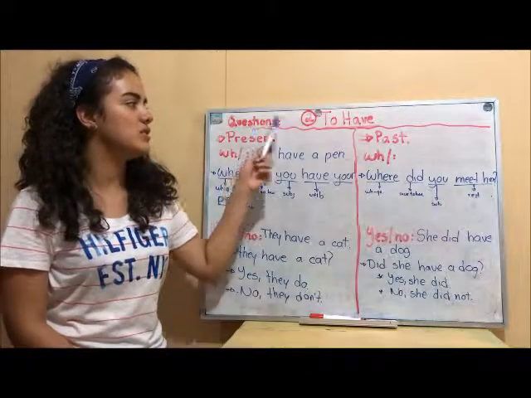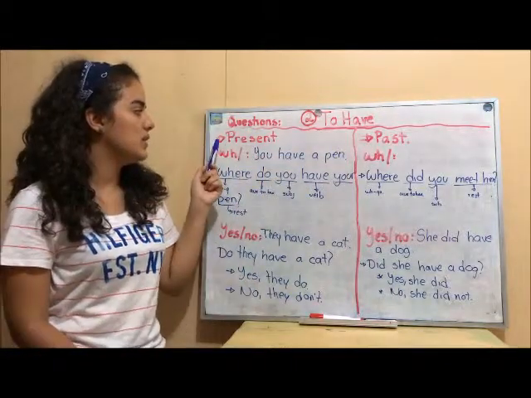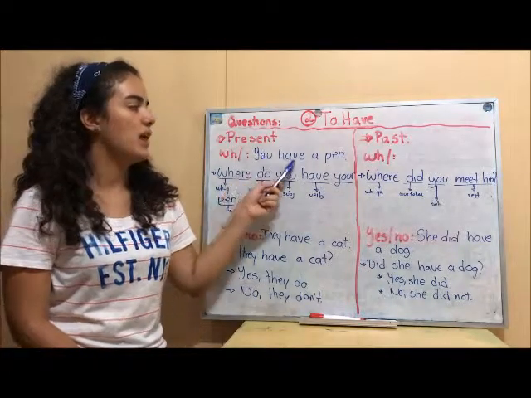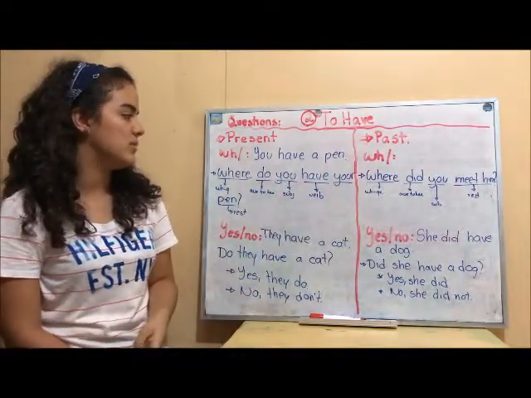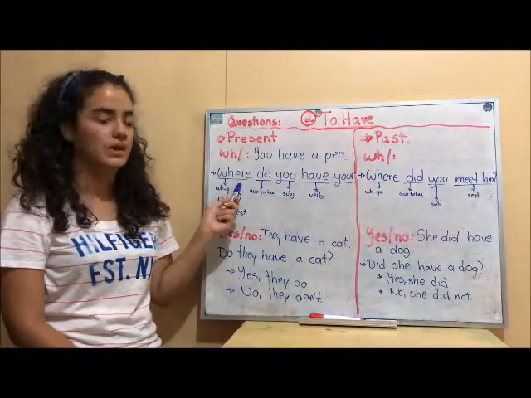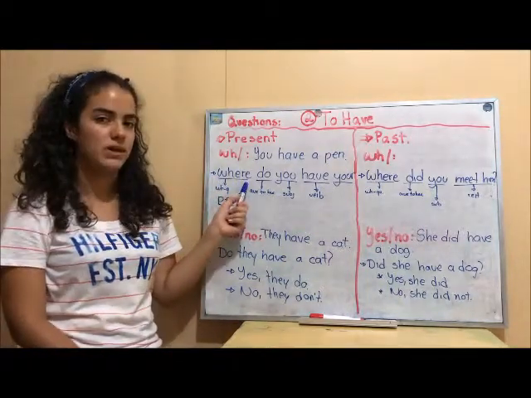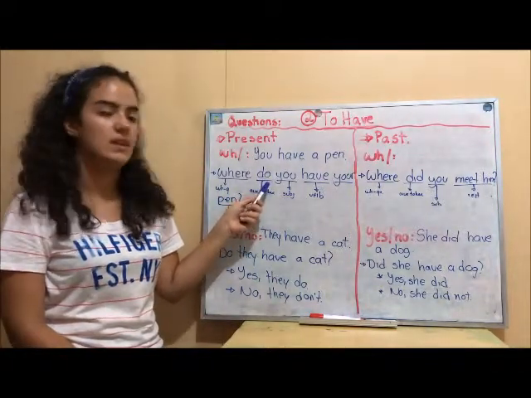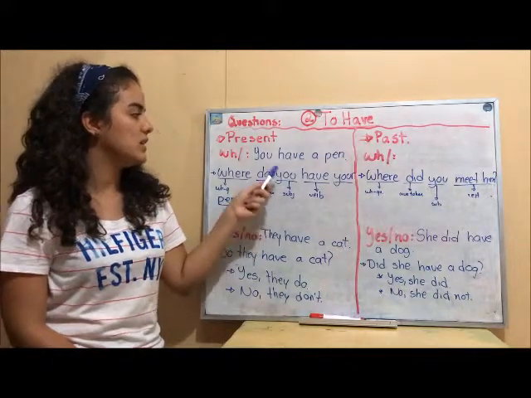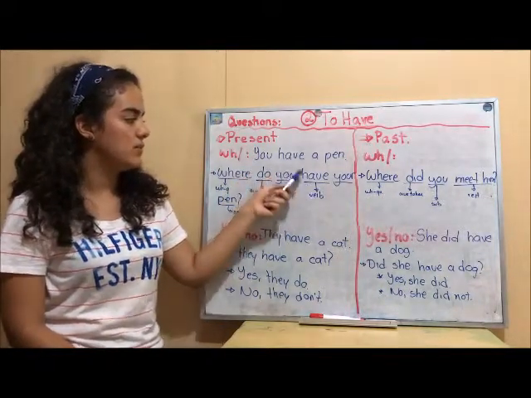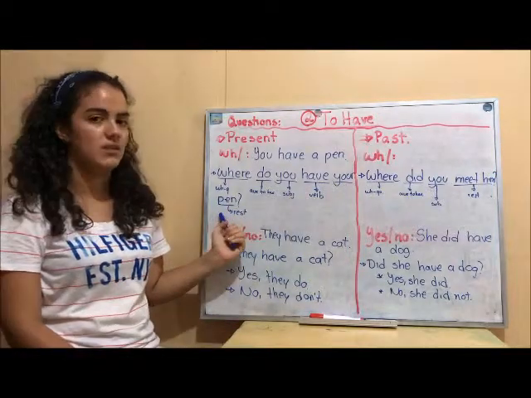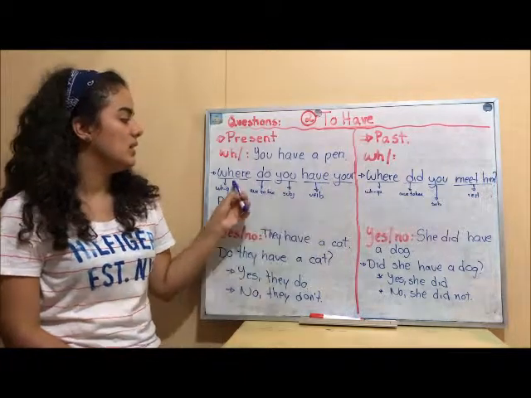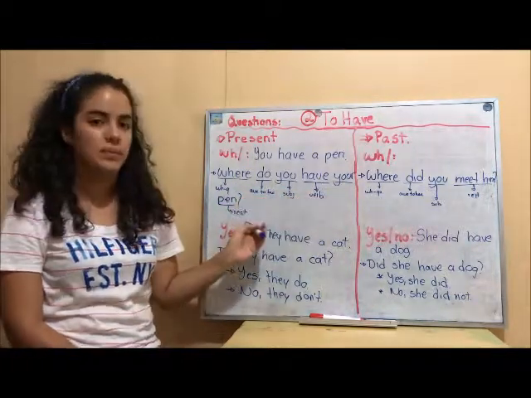And now we have the questions for verb to have. So in the present we have WH questions and we have a sentence: You have a pen. So for doing a WH question, we need a WH word. In this case it is where, and then we need the auxiliary for verb to have, that is do, then the subject, you, have the verb, and the rest is a pen or your pen. So when we do a WH question, it is: Where do you have your pen?